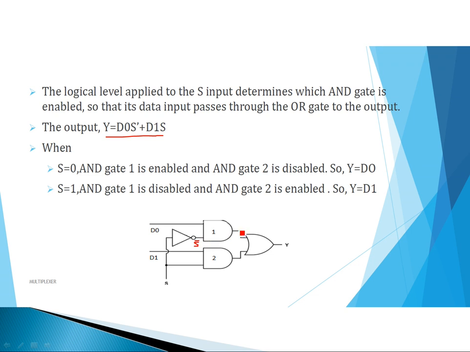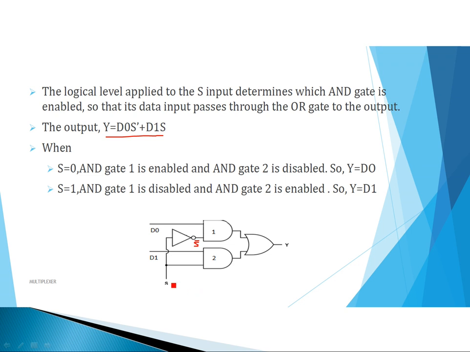So the output of this first AND gate is d naught s bar, and for the second AND gate, the second term is d1 s. So one input is d1, another input is s. So the output of this AND gate is d1 s. Both AND gate outputs are connected to the OR gate, hence the output y equals d naught s bar plus d1 s. So now how this circuit will select one input at a time, we'll see.